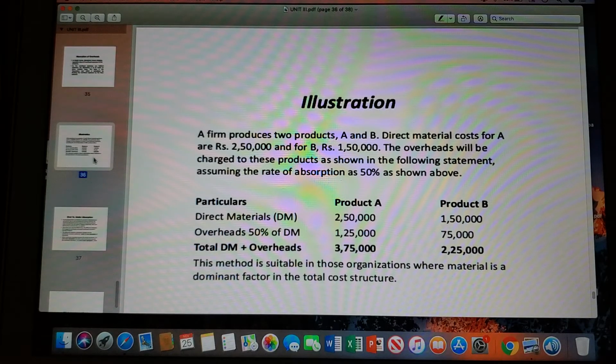In the first column we have particulars, second column product A and third column product B. Direct materials for product A is 2,50,000, for product B is 1,50,000. Overheads at 50% of DM for product A is 1,25,000, for product B is 75,000. So total DM plus overheads for product A comes to 3,75,000 and for product B 2,25,000. This method is suitable in those organizations where material is a dominant factor in the total cost structure.